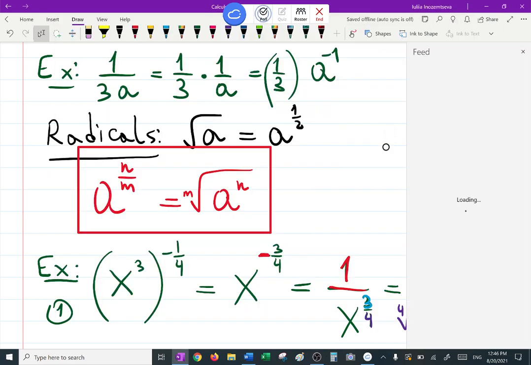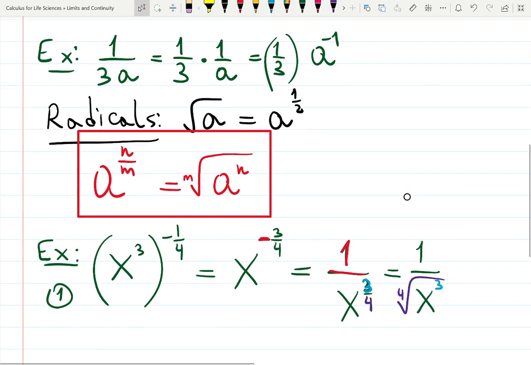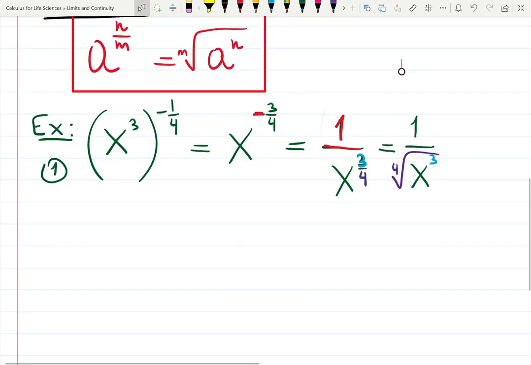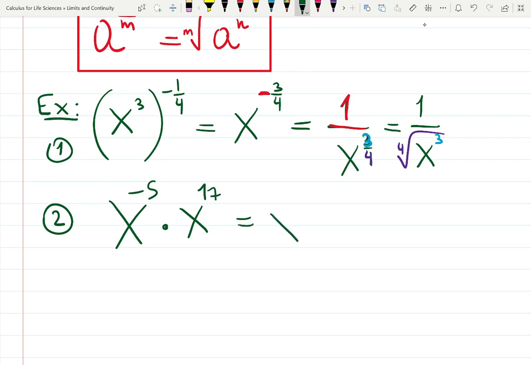Does that make sense? Questions about these things? Going. This is like a quick review. How about this, negative exponents? That is also a problem. Let's see, negative exponents. X to the minus 5 times x to the 17. X to what is that?